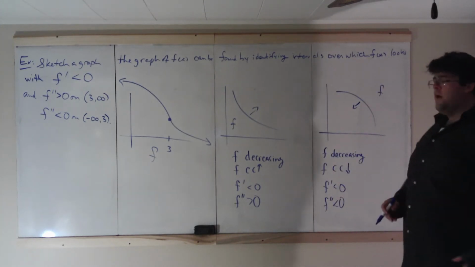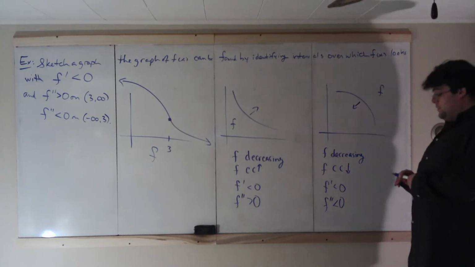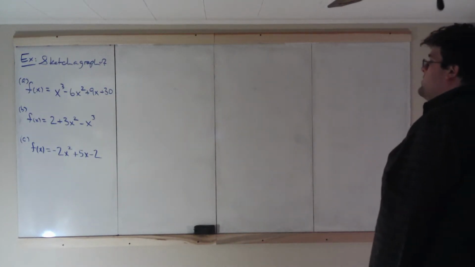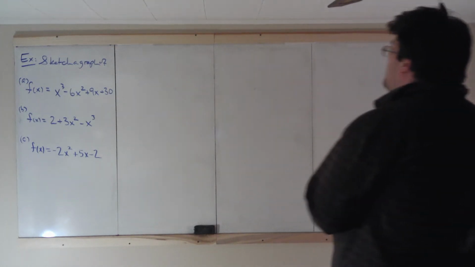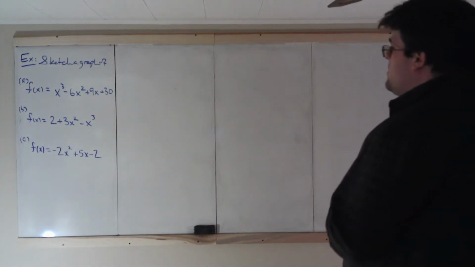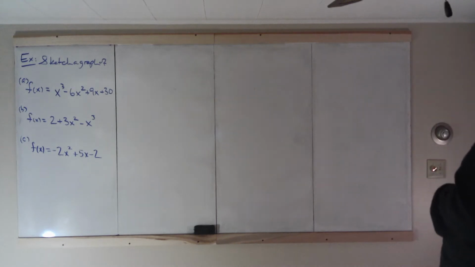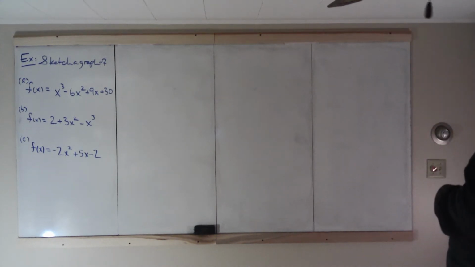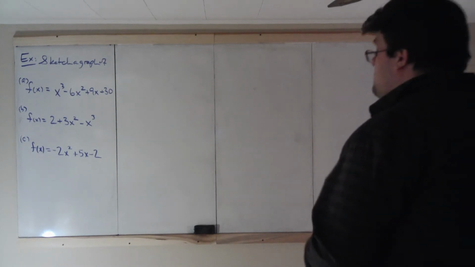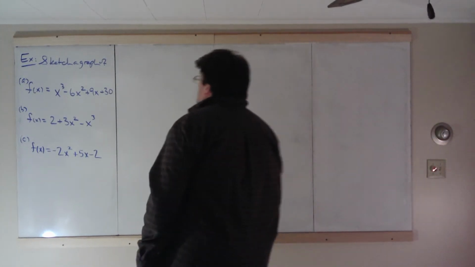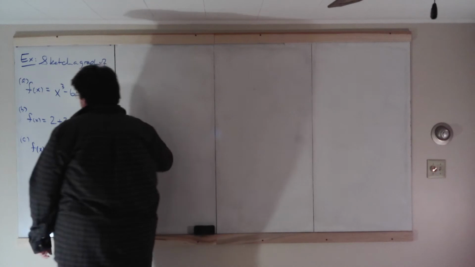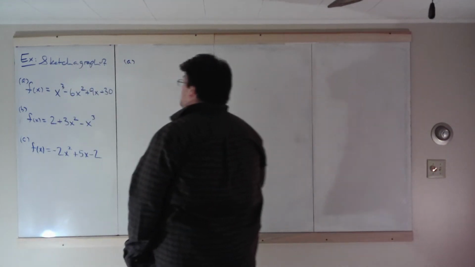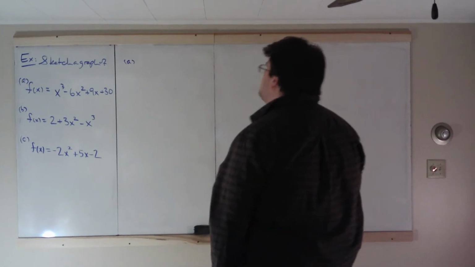So let's do that with a couple more functions. Sketch a graph of these 3 functions. F of x equals x cubed minus 6x squared plus 9x plus 30. Part B, f of x equals 2 plus 3x squared minus x cubed. C, f of x is negative 2x squared plus 5x minus 2. And on these graphs, I just wrote directions to sketch a graph. I could include things like label local maximum, local minimum, label inflection points, and so on.